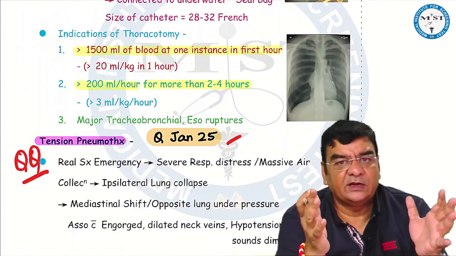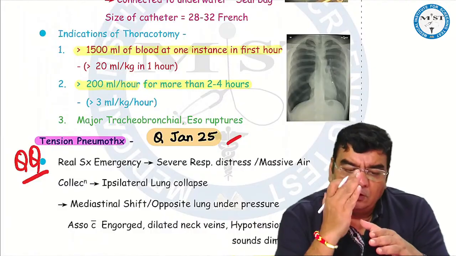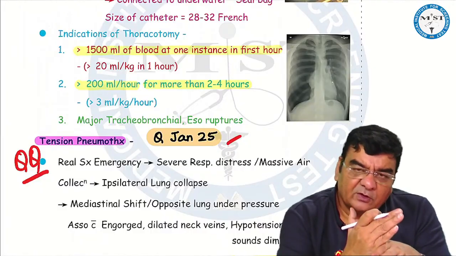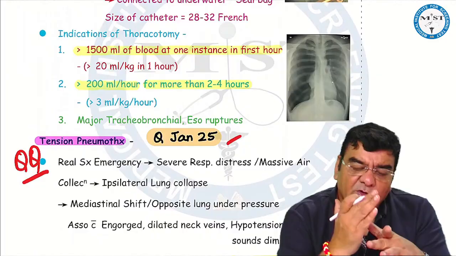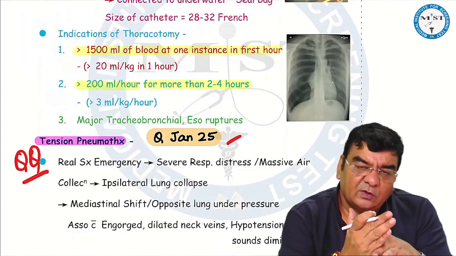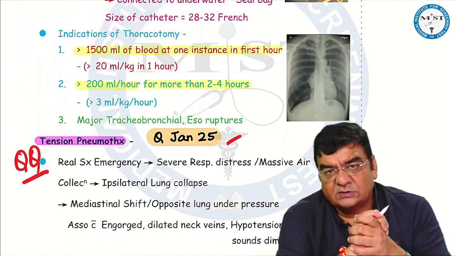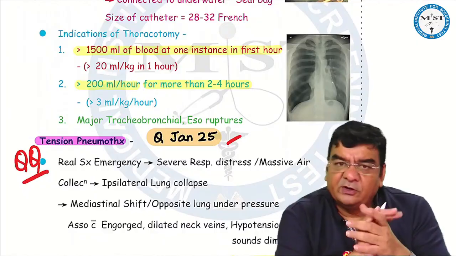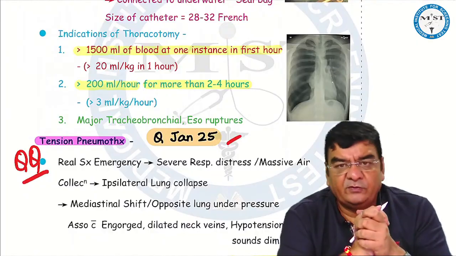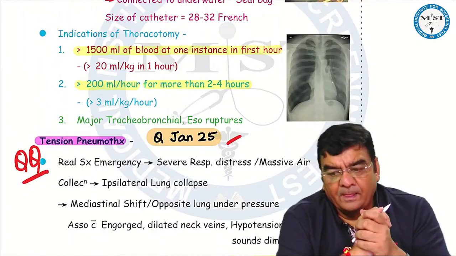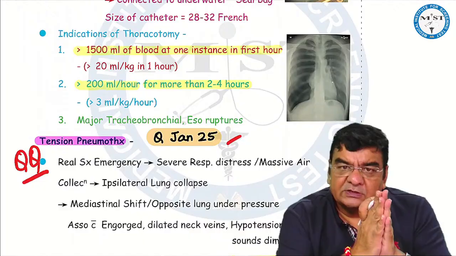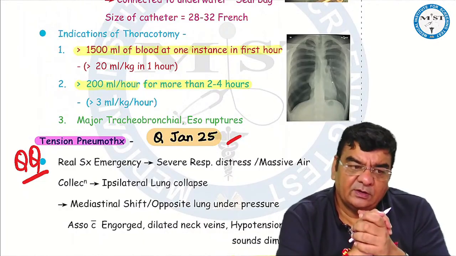So this is the indication of thoracotomy. More than 1500 ml of blood coming out from the tube within 1 hour, or more than 200 ml per hour consecutively for more than 2 to 4 hours. Even in major tracheobronchial esophageal ruptures, we have to do a thoracotomy. Tension pneumothorax is a different type of story.